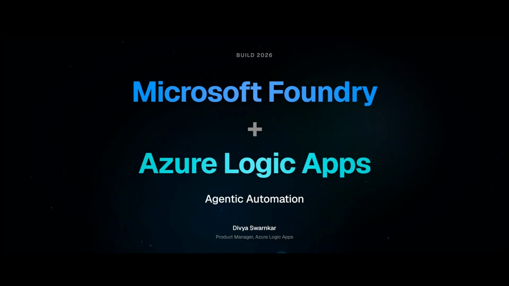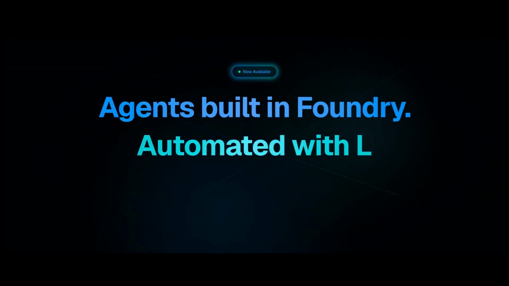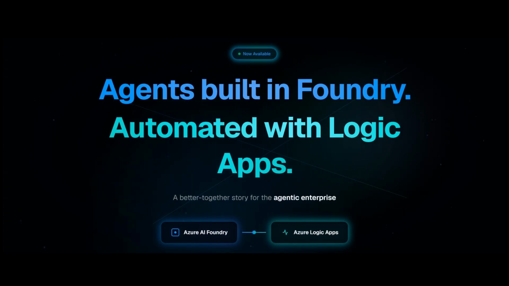In this demo, we'll walk through a newly available feature that brings together Microsoft Foundry and Azure Logic Apps for intelligent automation. The idea is pretty simple. Foundry is where you build your agents. You pick the model, write the instructions, ground it in your data, evaluate it. That's the AI side. Logic Apps is where you run your business. Triggers, workflows, connectors into every enterprise system you can think of. We've spent a lot of time making these two feel like one platform to bring a better together story for the agentic automation and for real production workloads.